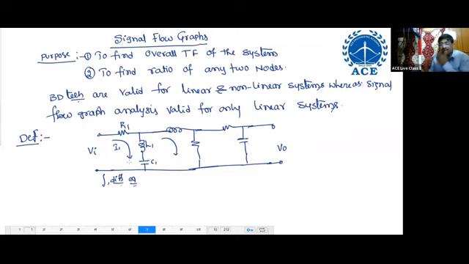If I write KVL here, I get IR, L di by dt, 1 by C integration of I dt. That means the equations consist of integration and differentiation. You will get integro-differential equations; how many depends on the system. For example, if you get 4 equations, you will have 4 integro-differential equations. Simplifying these takes a lot of time. The first problem is that it takes a lot of time.